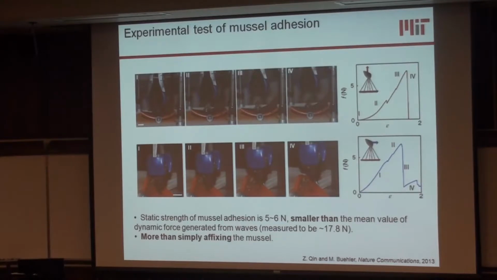For the static strength, using a very low pulling rate of 0.1 millimeter per second, it's 5 to 6 Newton. But this force is much smaller than the mean value of the dynamic force generated from waves. In the literature, around that area it is measured to be 17.8 Newton. So from that, we wondered whether those mussel adhesion threads do more than simply affixing the mussel to the substrate.